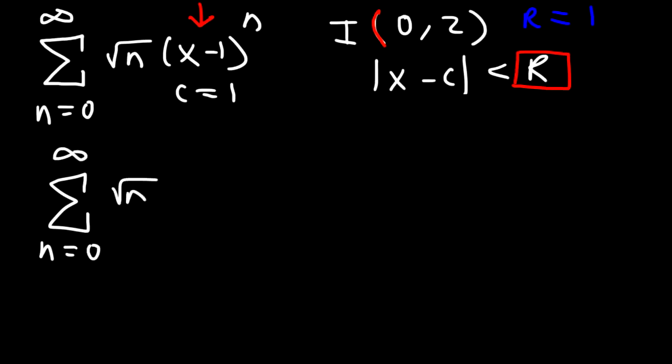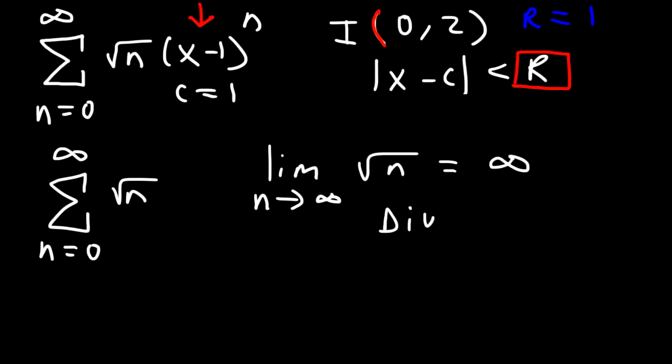So we're going to have the square root of n times 2 minus 1 to the n power, which is 1 to the n. And 1 to the n is just 1, so this is what we have. Now, using the divergence test, this is going to go to infinity, so it still diverges. So 2 should not be included in the interval of convergence.